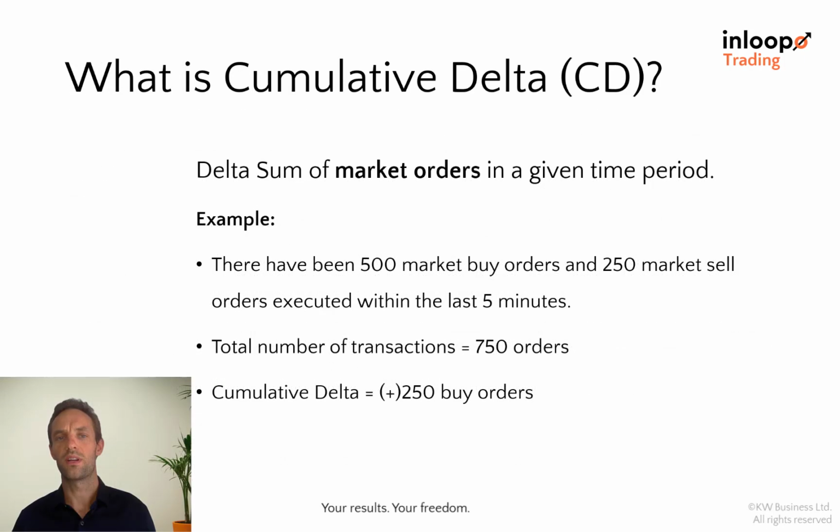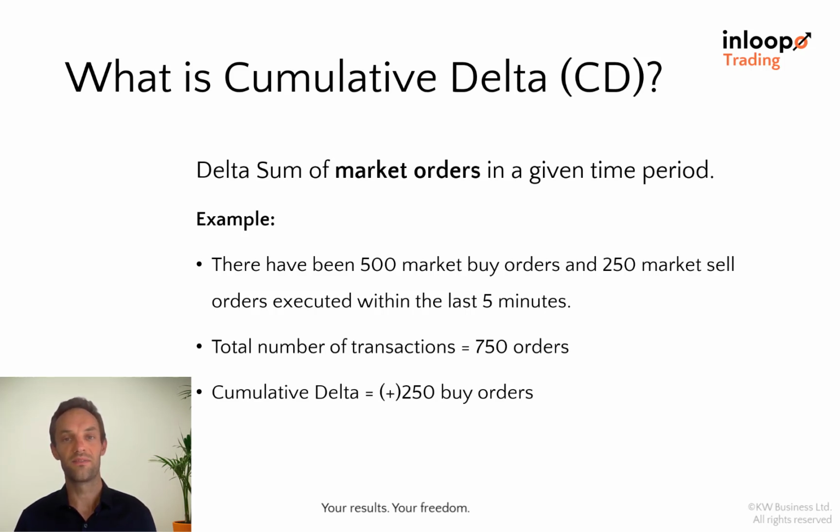First of all, a little introduction. What is cumulative delta? Well, cumulative delta is a very, very simple indicator. It is just the delta sum of market orders at a given period of time. What does this mean? For example, if there were 500 market buy orders in the last 5 minutes and 250 market sell orders executed, then this is in total 750 orders. So there were 750 orders transacted within the last 5 minutes.